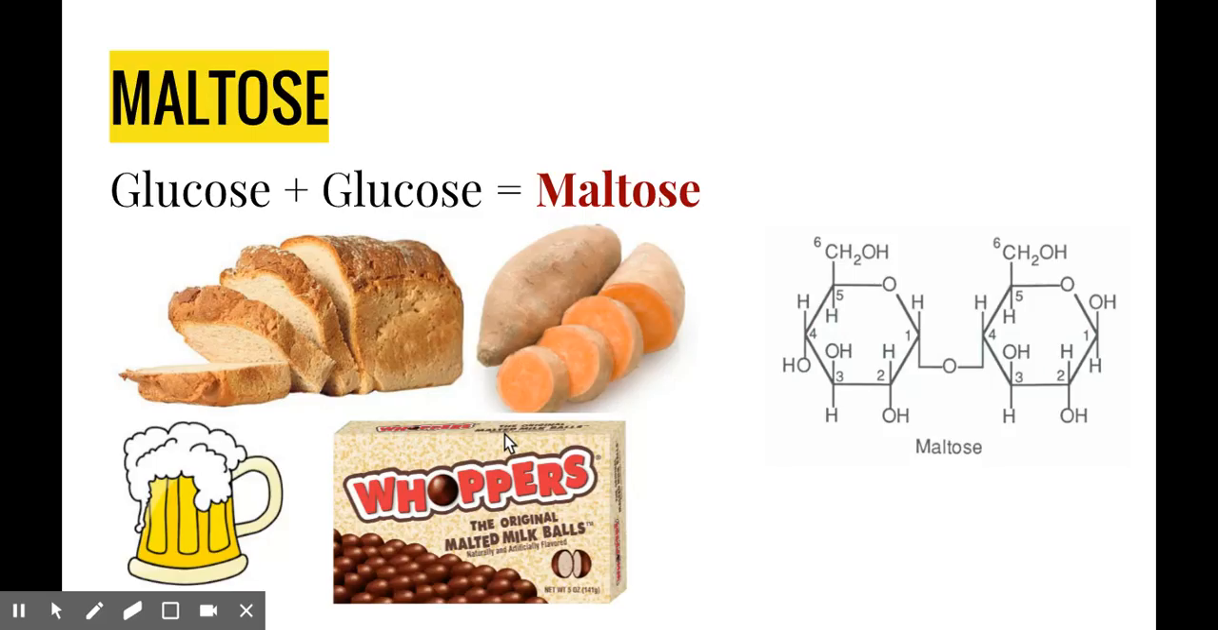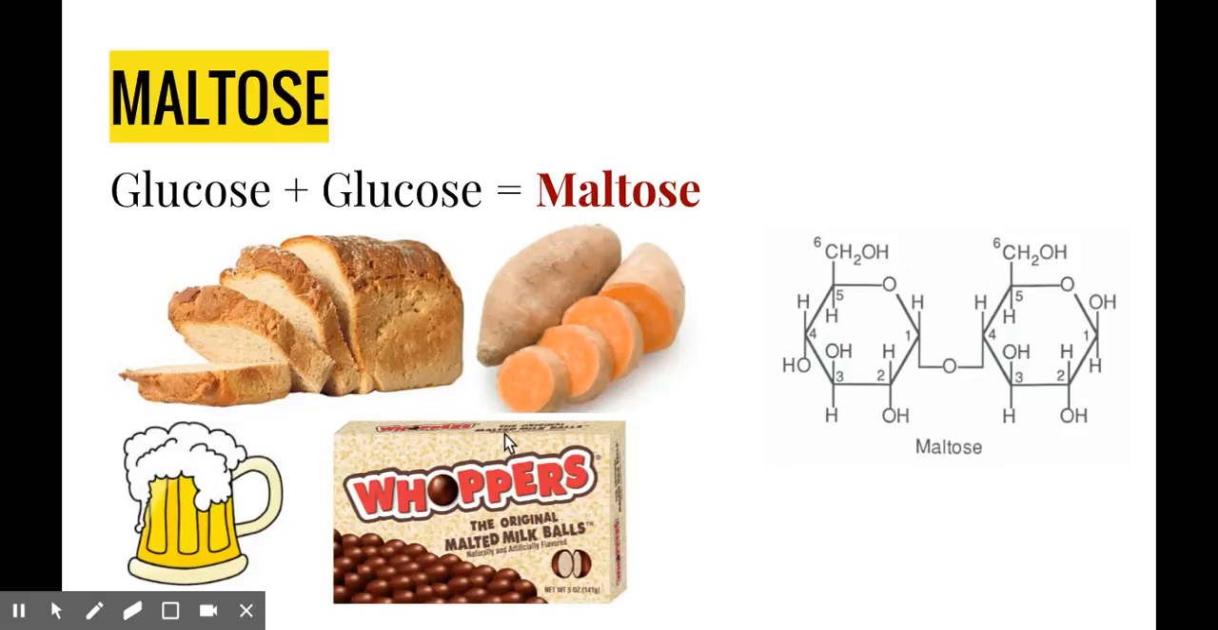So there's three of these that we should know. The first one is maltose. Maltose is the type of sugar that is found in your breads. It's also found in things like yams. We find it in malted milk balls, so things like Whoppers and malted milkshakes. That's the sugar in them. Maltose is also in malted beverages. It's the sugar that yeast are going to break down in the fermentation process to produce alcohol. So that's also where maltose is commonly used and referred to in our diets.